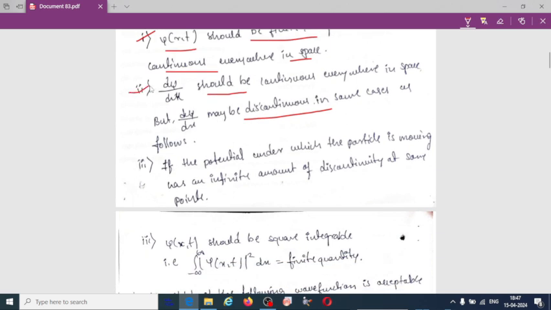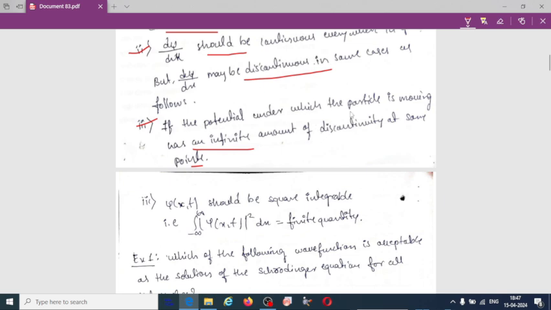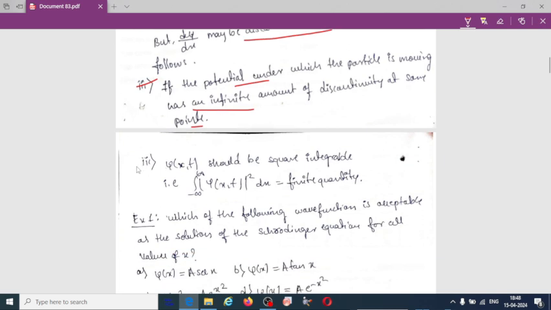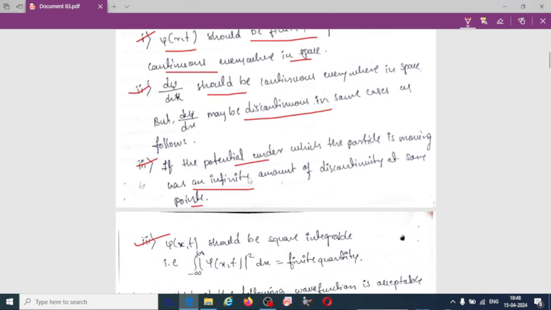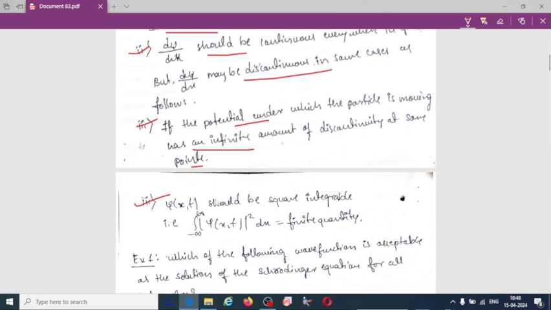So the third one: if the potential under which the particle is moving has an infinite amount of discontinuity at some points. If we consider the potential energy of the particle which is moving has an infinite discontinuity at some points, then the wave function is discontinuous. As we have the first condition, the wave function is finite. That's why if the potential under which the particle is moving has an infinite amount, then that is going to be discontinuous.